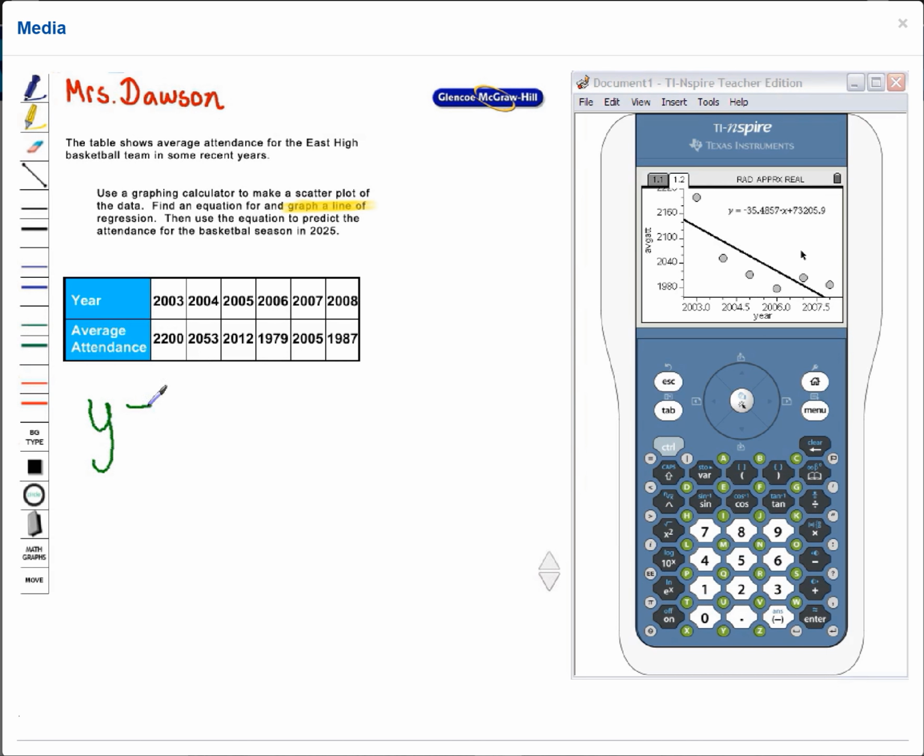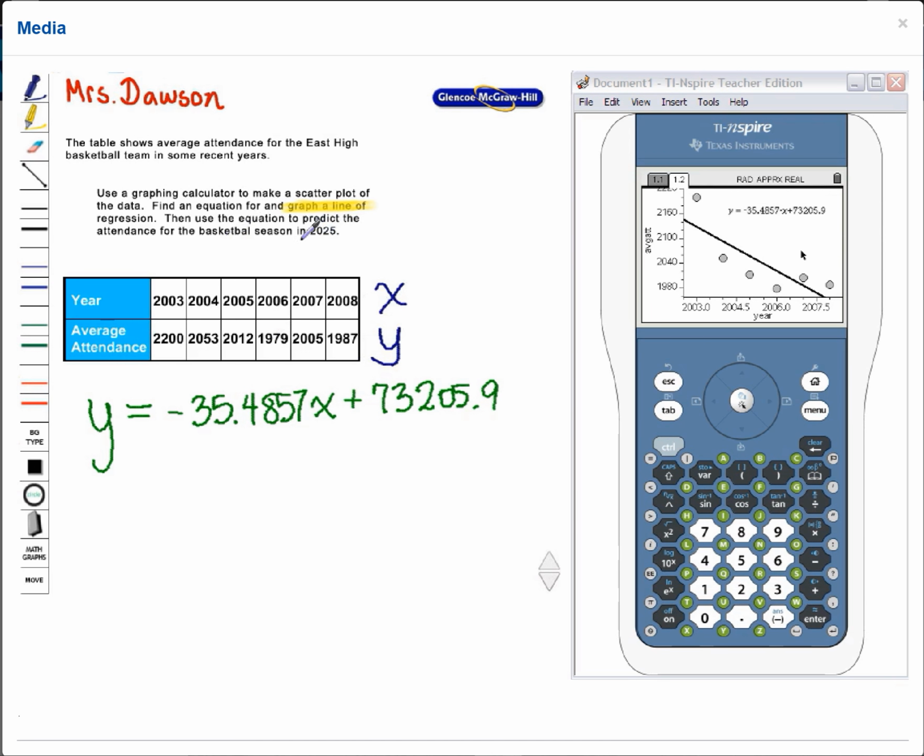The line of regression is y equals negative 35.4857x plus 73,205.9. In this particular example, remember that we had the year, that is the x, and the average attendance would be the y.